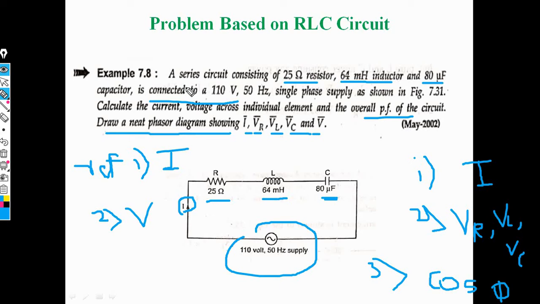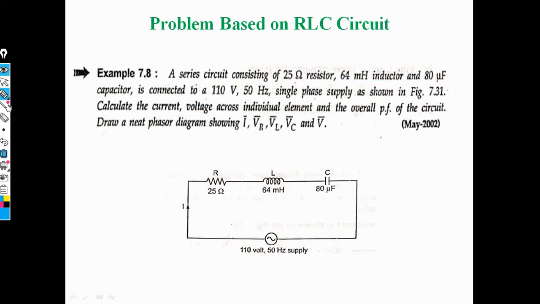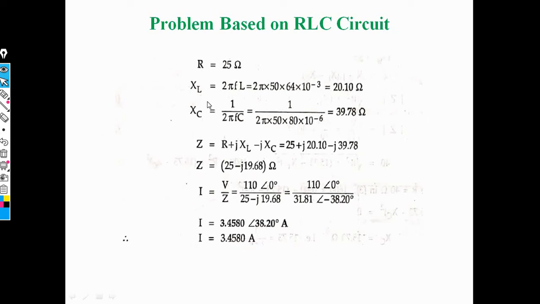Okay, now this is the given data. First, the resistance value is 25 ohm. XL is equal to 2 pi FL, that is, inductive reactance is equal to 2 pi FL, where F is the 50 hertz frequency, 2 pi as it is, and the value of L is 64 millihenry, that is 64 into 10 raised to minus 3. Then we obtain XL, about 20.10 ohm.